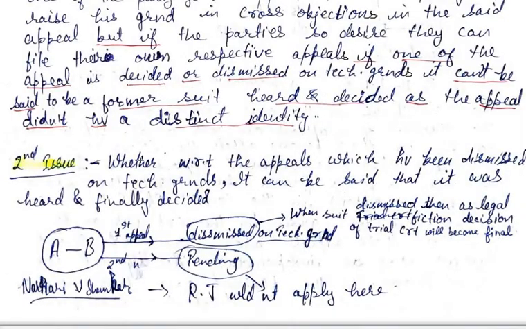ठीक, तो ये पहला इशू खत्म हो गया। अब जो नेक्स्ट आपका इशू है दैट इज सेकंड इशू। अब ये फर्स्ट इशू तो आपका खत्म हो गया, लिखवा दिया मैंने। Now the second issue was as to whether the former appeals which have been dismissed on technical grounds can be said to have been heard and finally decided.